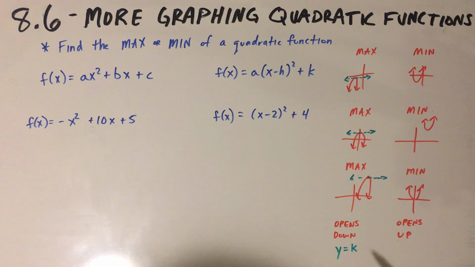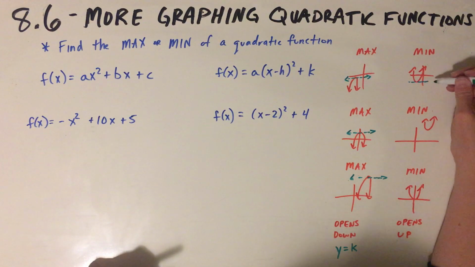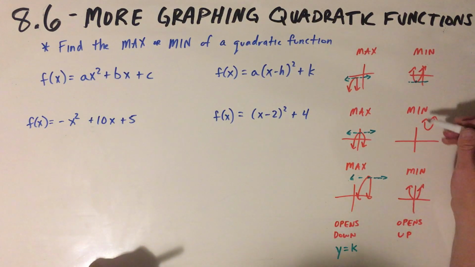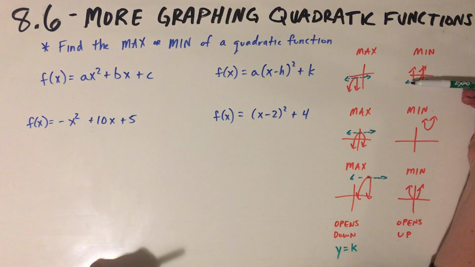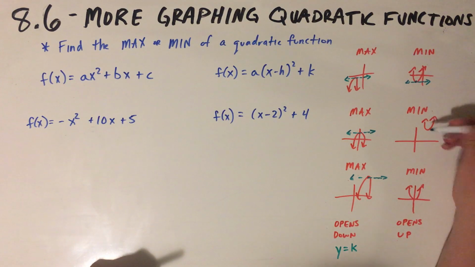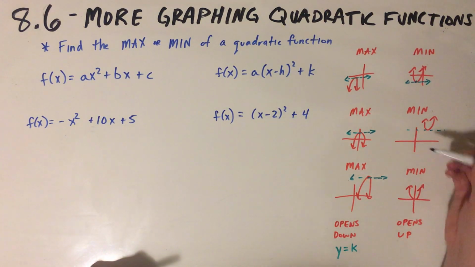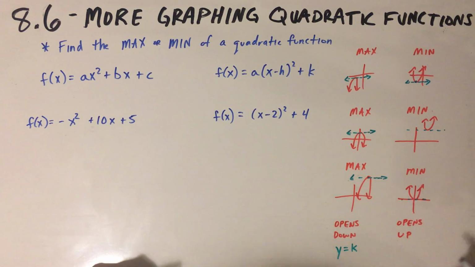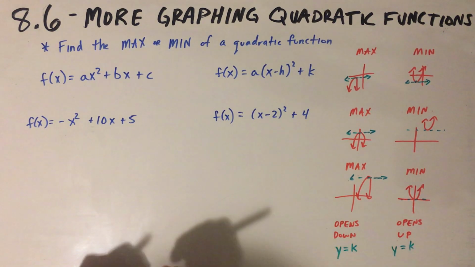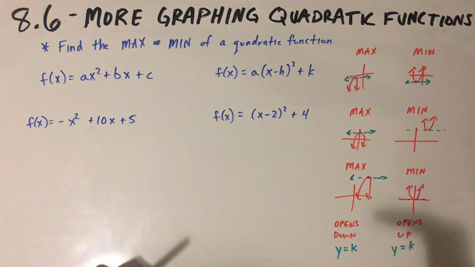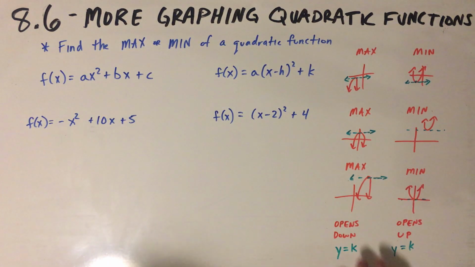And again, regardless of where this vertex is, this is going to be the y value. So it'll be this line. The lowest that this will ever go is right here. And this is a horizontal line at y. It'll never go lower than this horizontal line. And in this case, it happens to be the x-axis. So again, we'll get a value of y equals k, whether it opens upward or downward, doesn't matter. It'll be the y value of the vertex. So again, it's a max if it opens downward and a min if it opens upward.